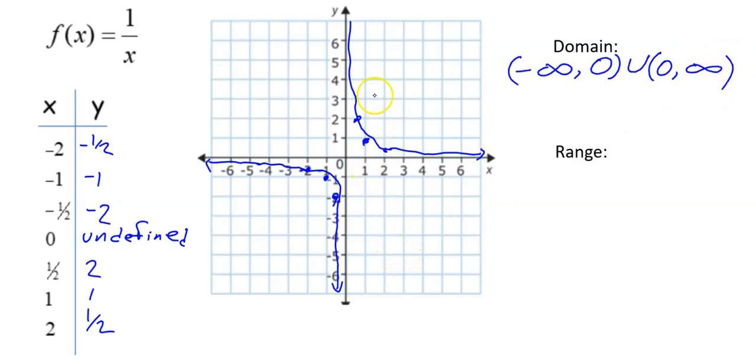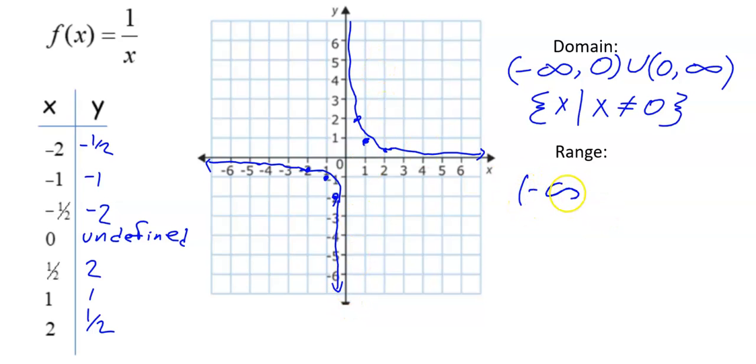and keep going to infinity. We can also write it in set notation, where we say the domain is all values of x where x does not equal 0. That's another way of expressing our domain. I like this first one better because every time you get a union like this, it shows where our discontinuity is.